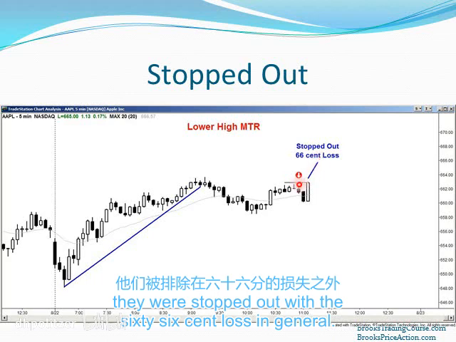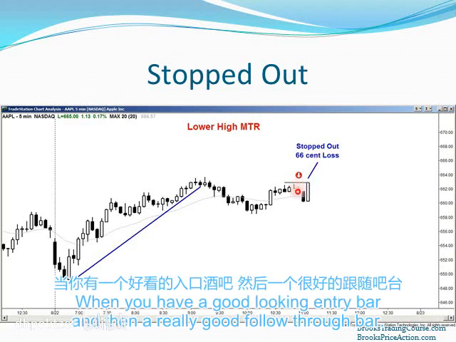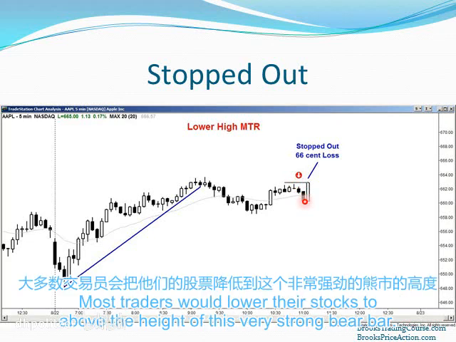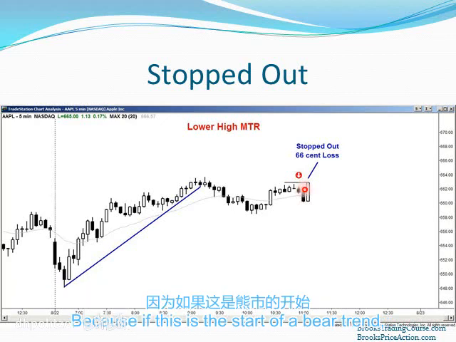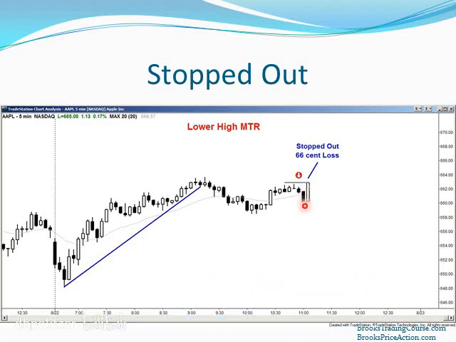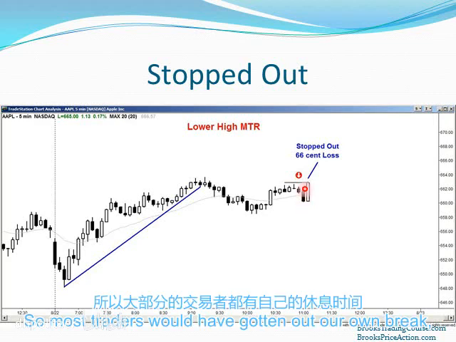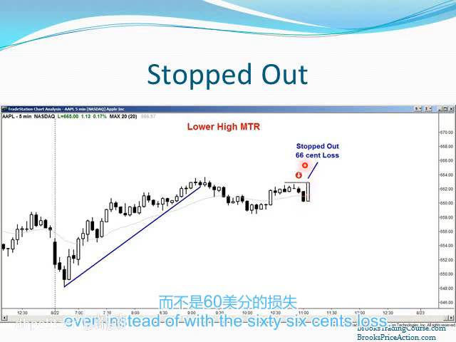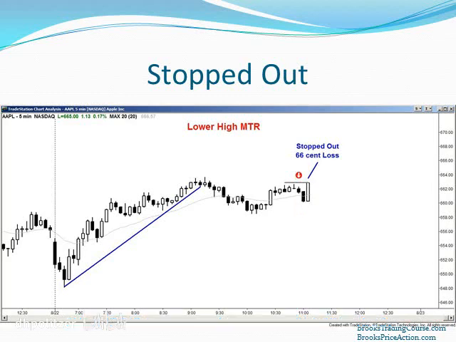So if traders relied on a stop above the high of the signal bar, they were stopped out with a 66-cent loss. In general, when you have a good looking entry bar and then a really good follow through bar, most traders would lower their stop to above the high of this very strong bear bar, because if this is the start of a bear trend, the market should not come back above the high of such a strong bear bar. So most traders would have gotten out around break even instead of with the 66 cents loss.